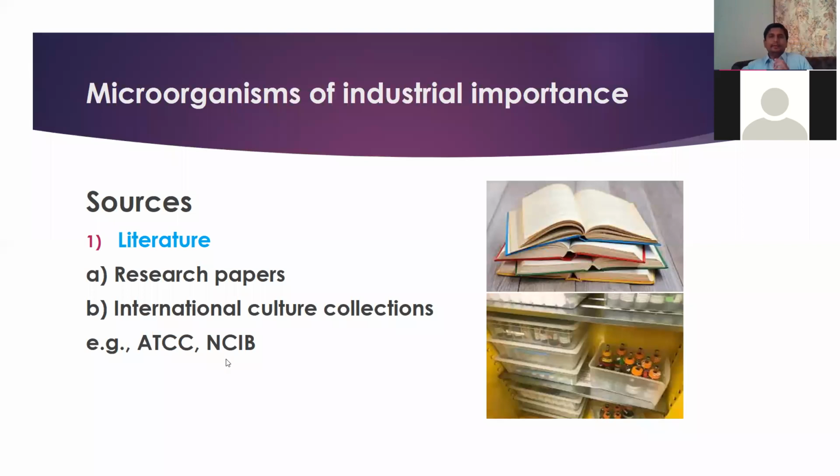The second culture collection that is very famous is NCIMB, that is the National Collection of Industrial Bacteria of Britain. That is the second famous culture collection. So this means while we are starting from scratch, we should go through the literature, and at the same time, we should also know about the internationally famous culture collections from where we can obtain the microorganisms in order to start our industrial processes.